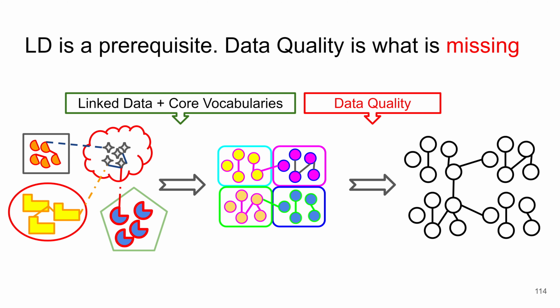So data of high quality is such data when you can work with the data sets from these various sources as if they were just from one source. So that's what is still missing and what is necessary to pay attention to when publishing data on the web. So linked data, a prerequisite for good quality data publishing on the web, but not the final solution.